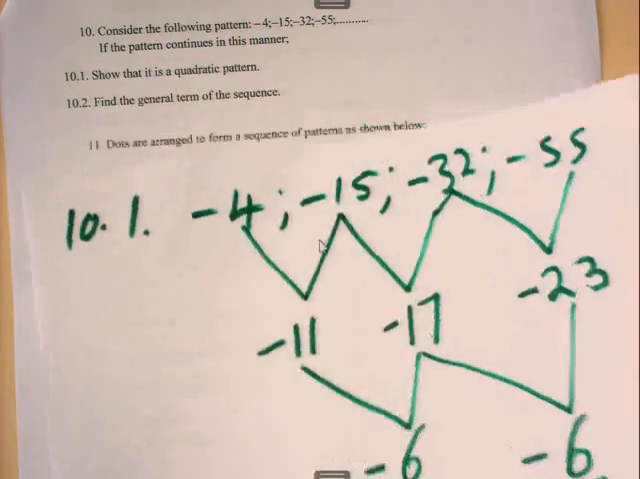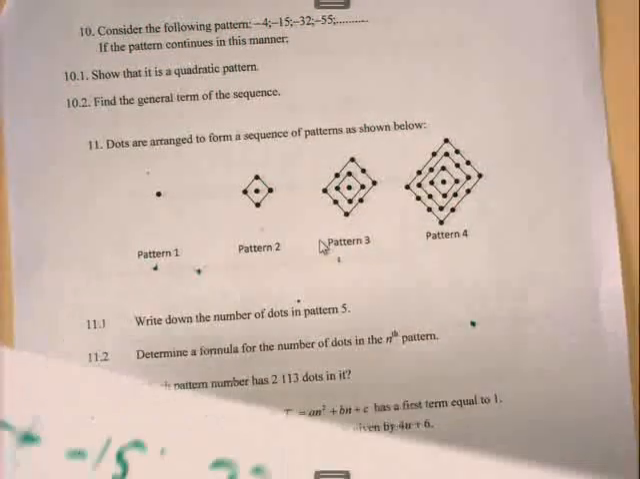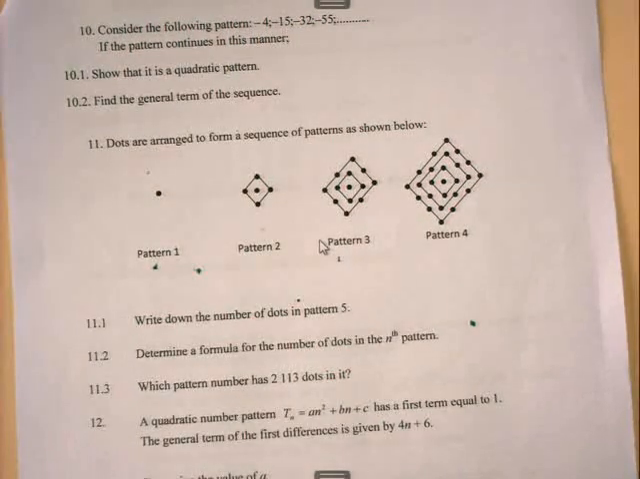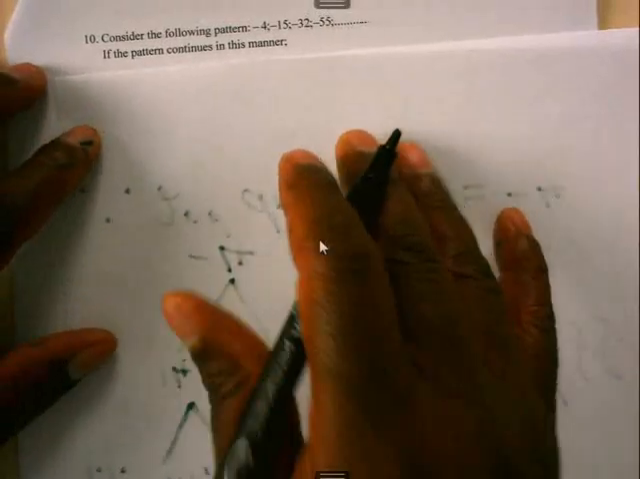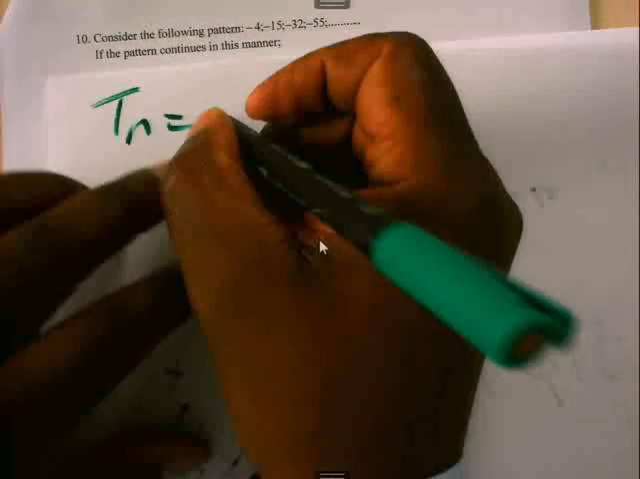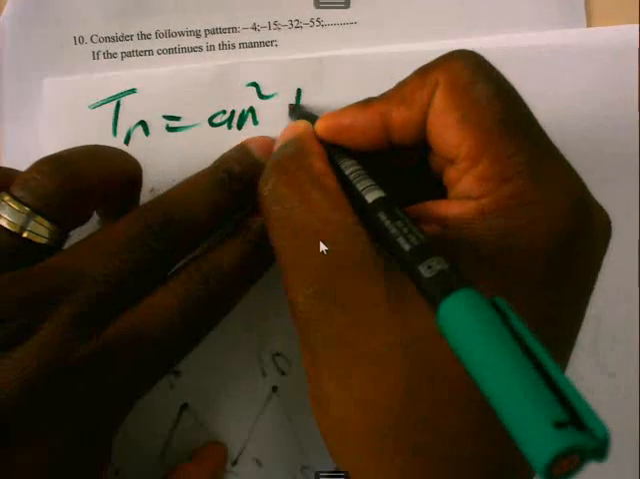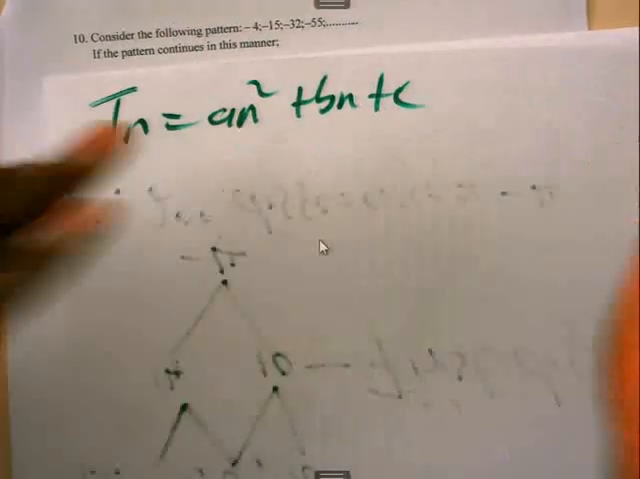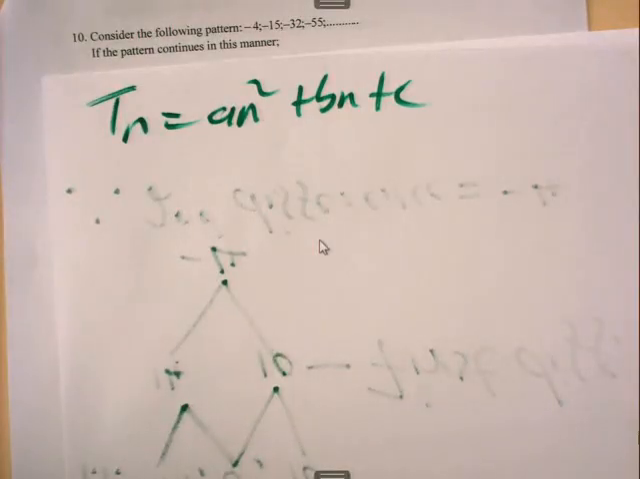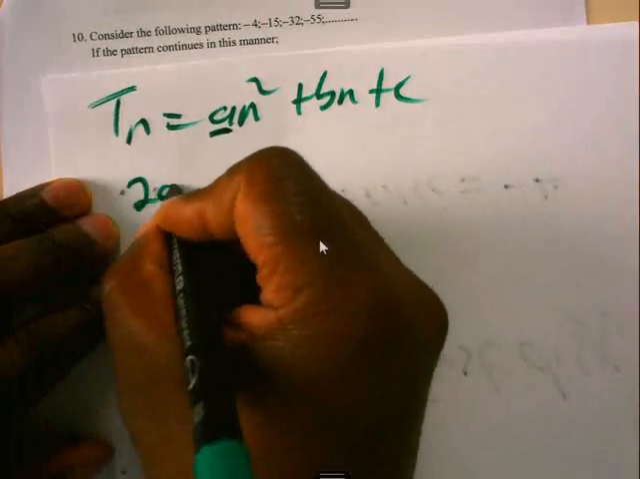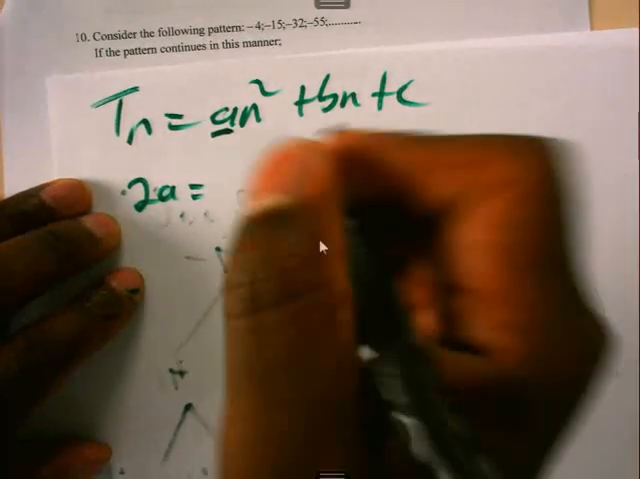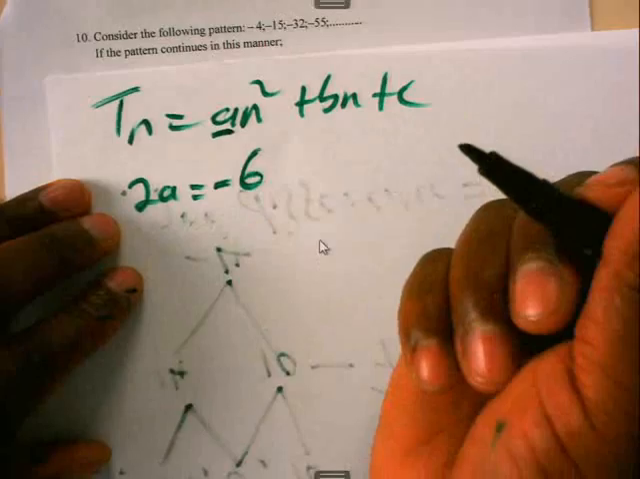We can even solve the last one. The last one states, find the general term of the pattern. I think we must be familiar with determining the general term of the pattern. We have done lots of exercises of this type. Remember, we said the general term is Tn equals an squared plus Bn plus C. To determine the nth term, remember 2A is equal to the common difference. And our common difference in this case is -6.